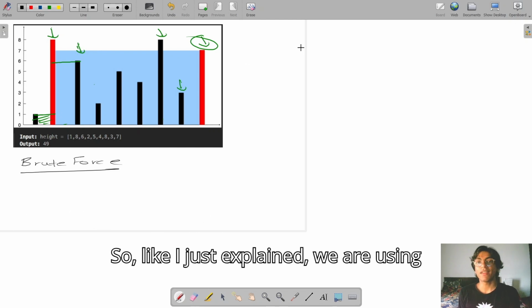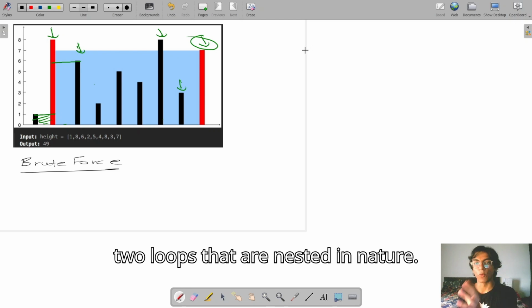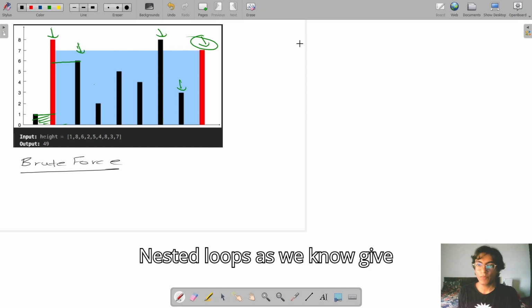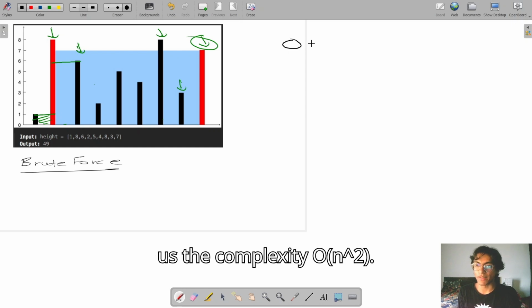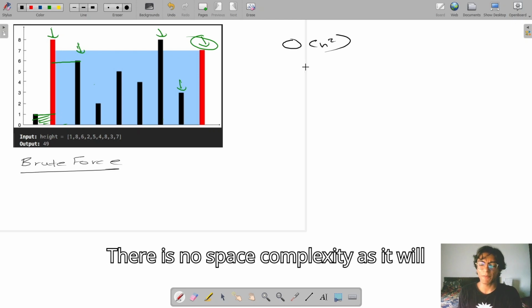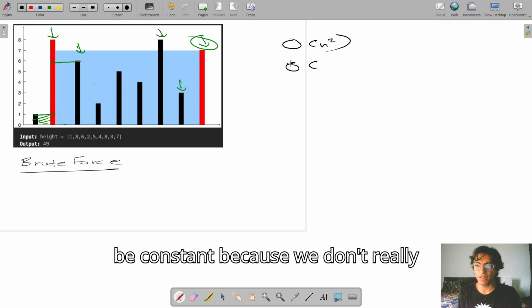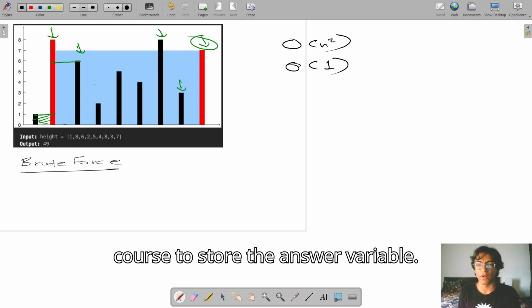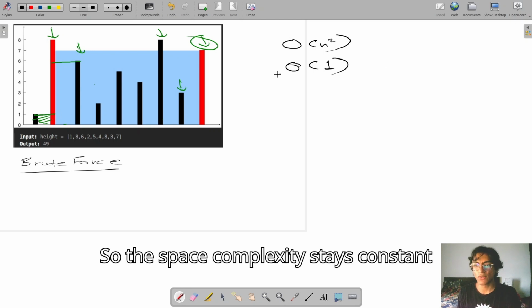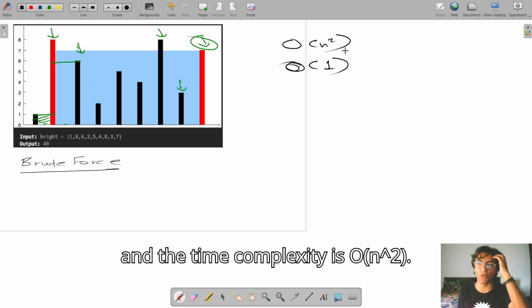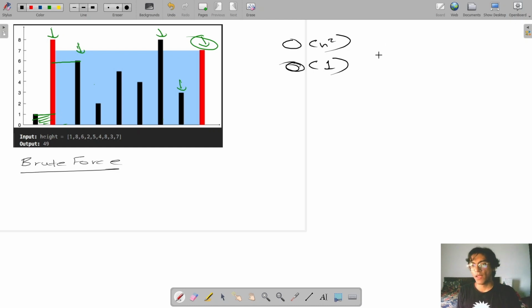So, like I just explained, we are using two loops that are nested in nature. Nested loops, as we know, give us the complexity big O of n square. There is no space complexity, as in it will be constant, because we don't really allocate any extra space other than, of course, to store the answer variable. So the space complexity stays constant, and the time complexity is O of n square. So big O of n square.